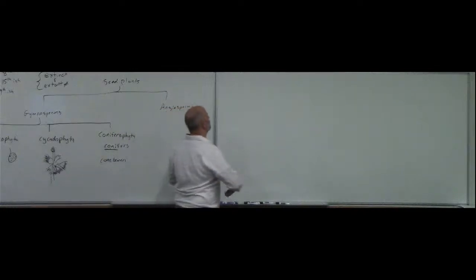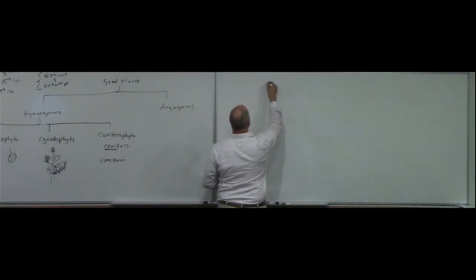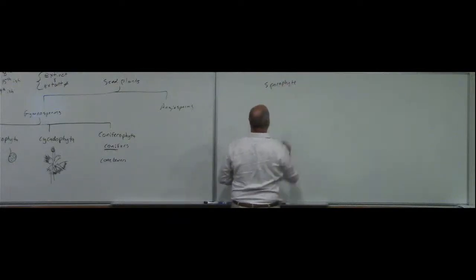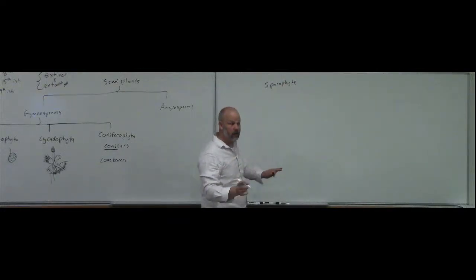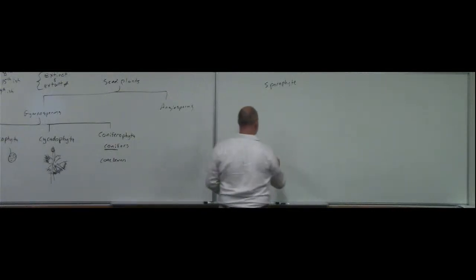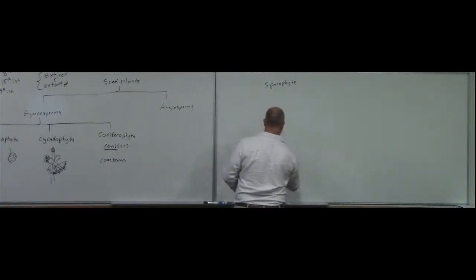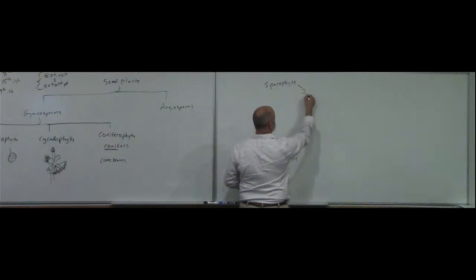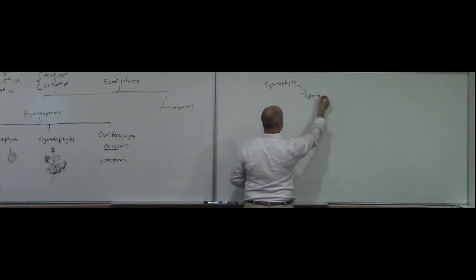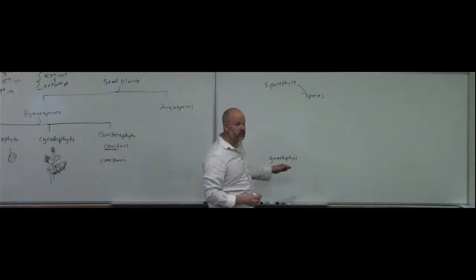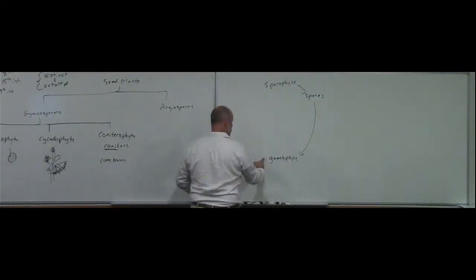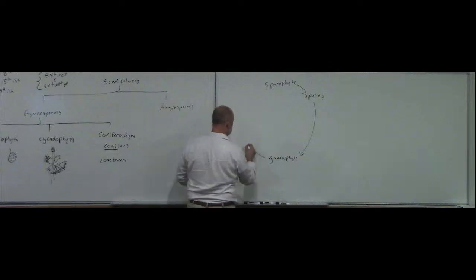Let's go here. So, sporophyte. What's the opposite of a sporophyte? Gametophyte. What does a sporophyte make? Spores. What do spores produce? Gametophyte. What does a gametophyte make? Gametes. Okay.